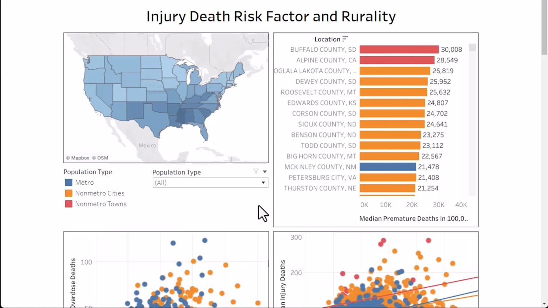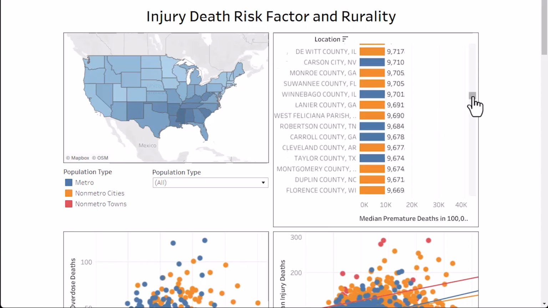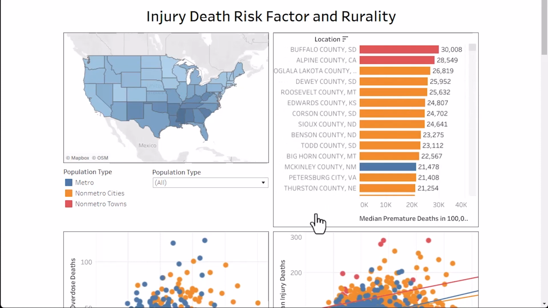Now off to the right here, we see a listing of all the counties in the United States, and they're in descending order of death rates. So those counties with the highest premature death rates are at the top. And if we scroll down, we can see those counties with lower premature death rates. And again, this is for every 100,000 people.